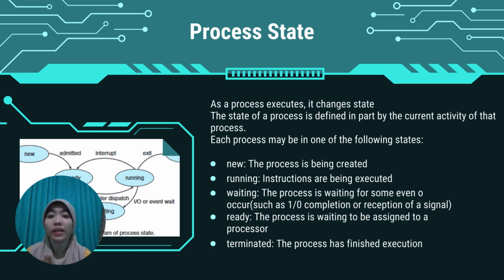The fourth is waiting. When a process needs to wait for an event to occur, such as an input or output operation, it enters this state. The fifth is terminated. Upon completion of its task, the process is terminated, freeing up system resources. Consider the example of a web browser program.